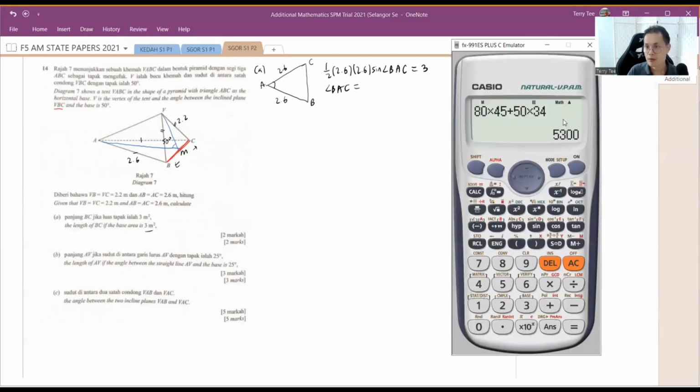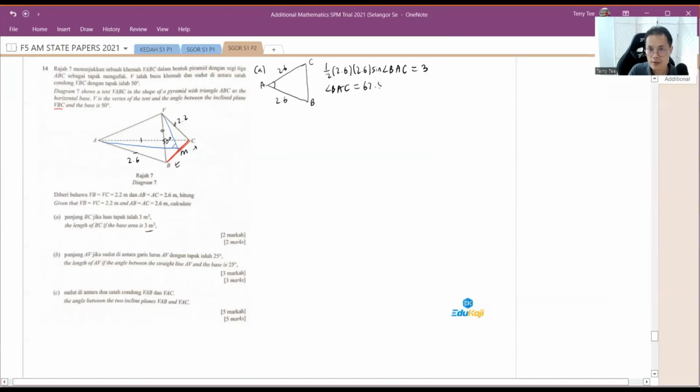So use a calculator in degree mode. We take 3 times 2, divide 2.6, divide 2.6. I'll use 2.6 squared. Whatever I get, straight away shift, sine, answer equals 62.57, right? If I know this is 62.57, I can now find the length of BC by using the cosine rule.